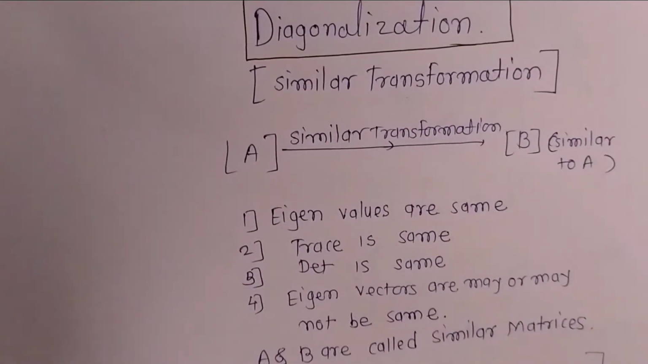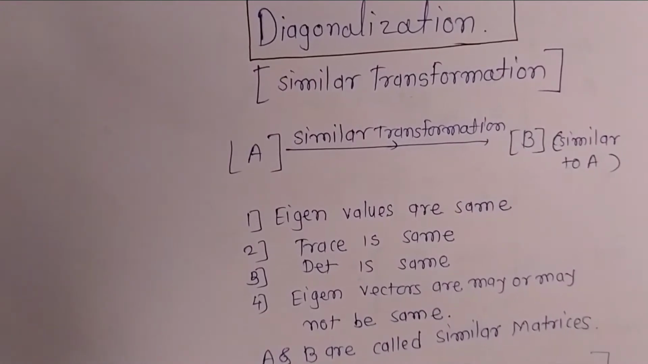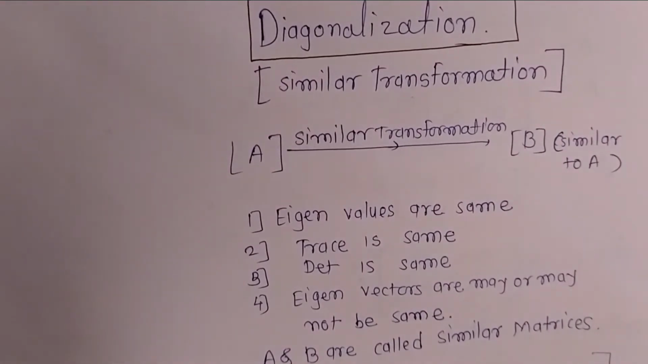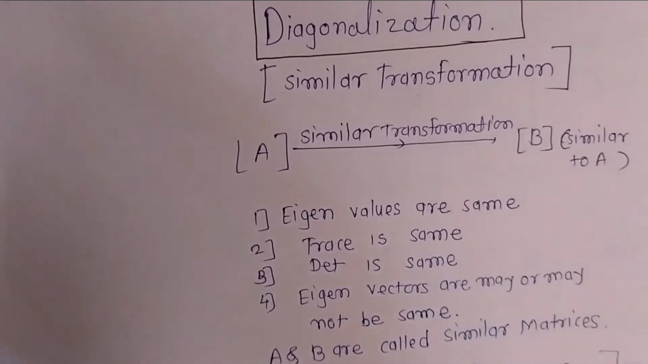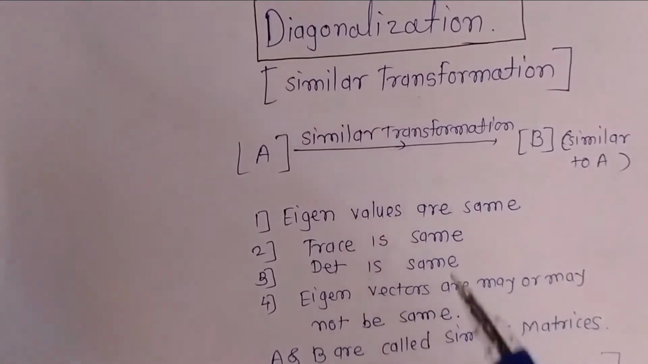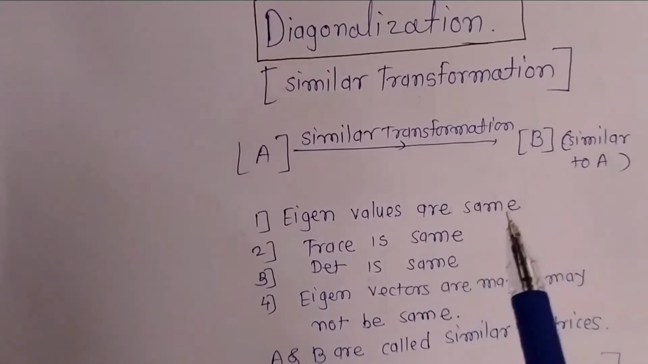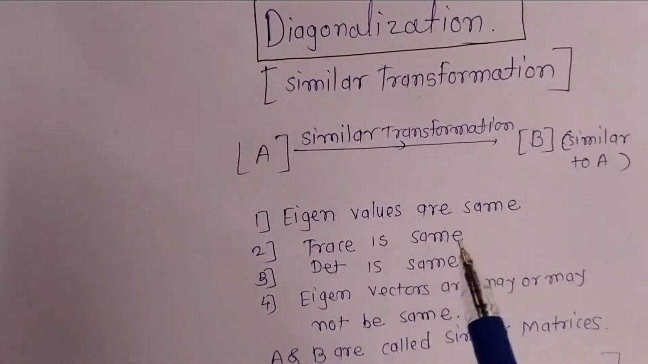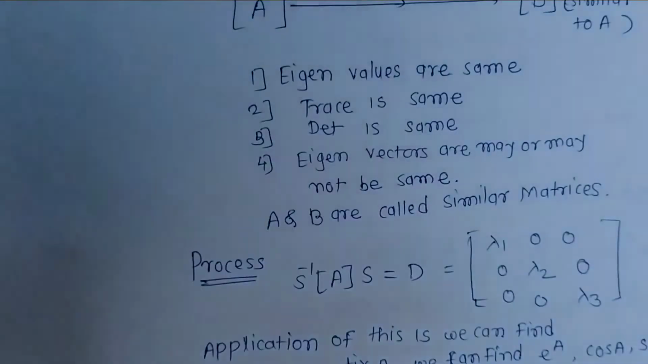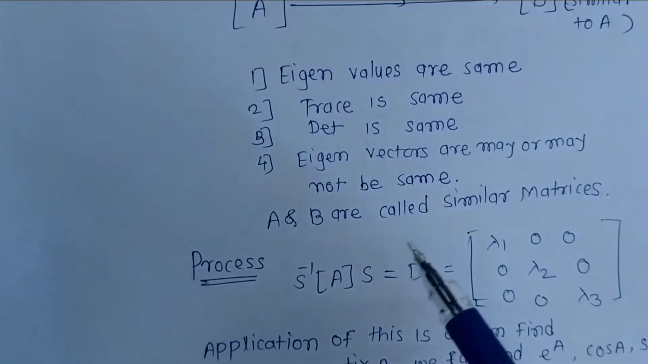Diagonalization is nothing but a similar transformation. The matrix A undergoes a similar transformation, then becomes matrix B, which is similar to matrix A. In a similar transformation, the eigenvalues of the matrix are the same, the trace of the matrix is the same, the determinant of the matrix is the same, and eigenvectors may or may not be the same. So here we can call matrices A and B similar matrices.